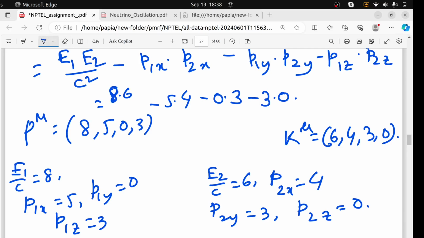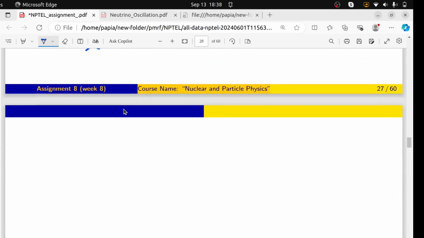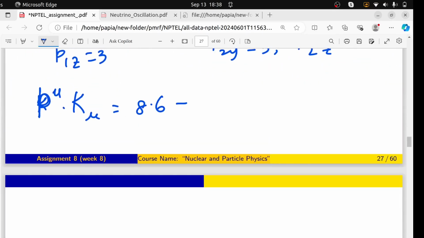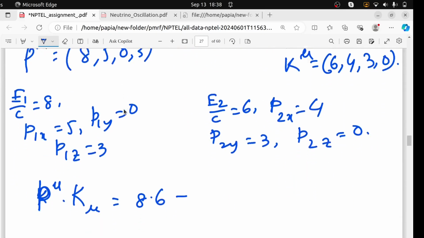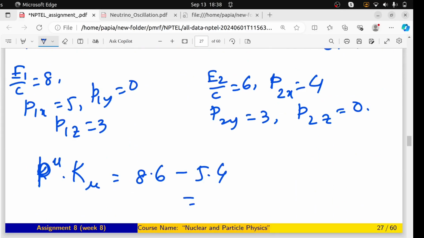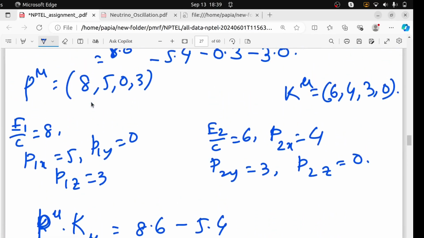Yes, it is given that E1 by C is 8 and E2 by C is 6. So 8 into 6 simply. So it will be 8 into 6 minus 5 into 4 minus 0, 0. So 5 into 4 is 20. 8 into 6 is 48, 48 minus 20 is 28. So P mu dot K mu equals 28.